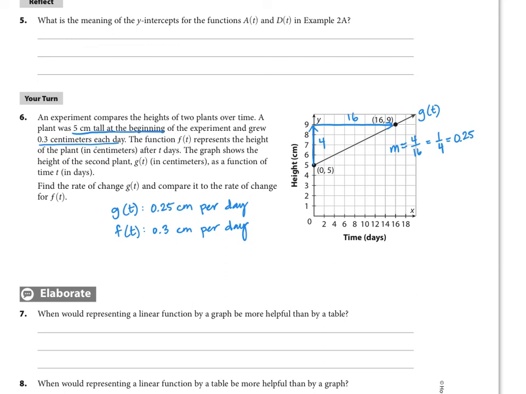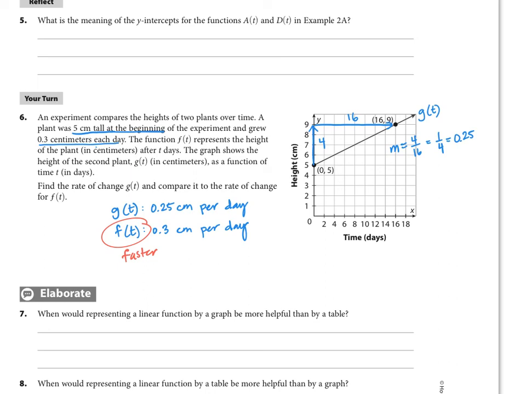So if we're going to compare the rate of change, which one is faster? It is f of t. I'm not going to write down the full sentence, but that one has a faster or bigger rate of change. The only thing that I want to mention, I must have skipped over it, I recall from your practice homework, is that initial value.